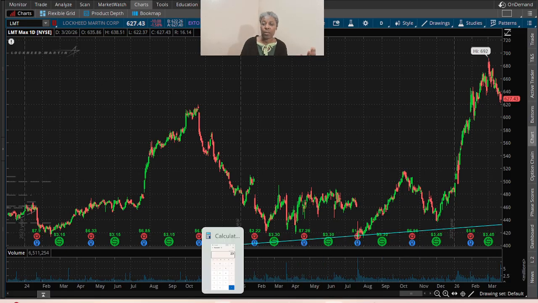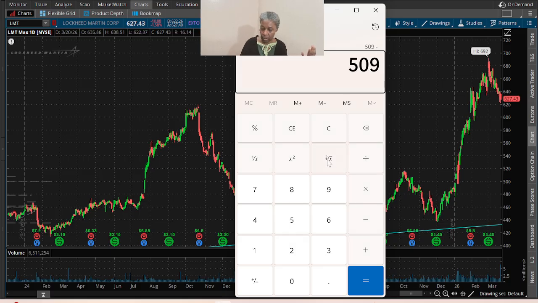So those are just examples. If we take 509 minus 416, that is a $93 gap within 3 months. If you purchased one share at 416 and sold it 3 months later at 509, you'd have that $93, which, if we divide it by 416, gives us 22% for that 3 months as a return. That is a good return.